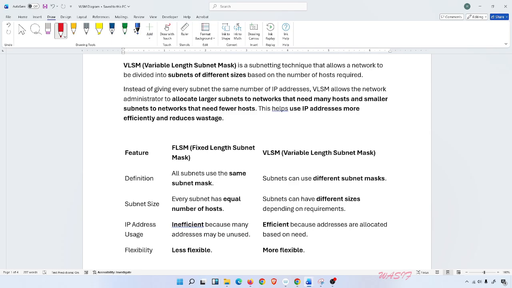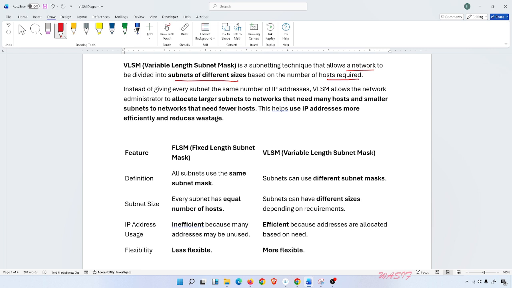So what is it? VLSM is a subnetting technique that allows a network to be divided into subnets of different sizes. So that's the key. You have one network and you will be dividing it into multiple networks, but of different sizes based on the number of hosts required. In one case, maybe you need 8 hosts. In another case, you need 50 hosts. So based on the number of hosts, you are going to divide the network.